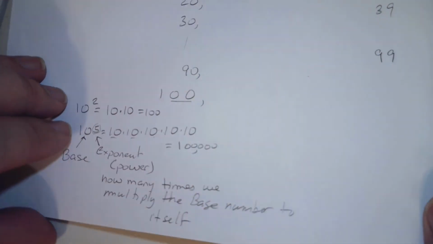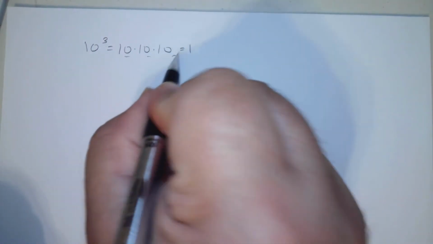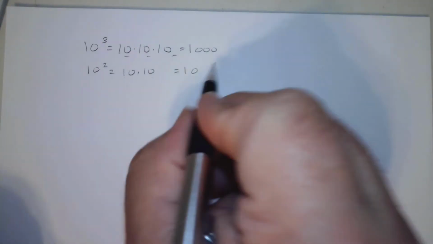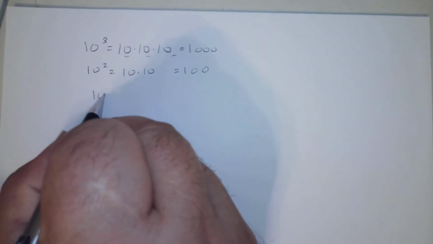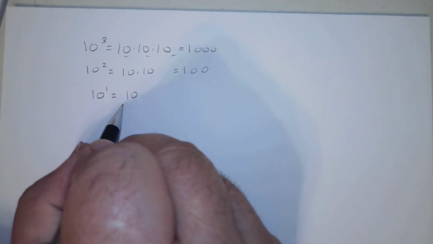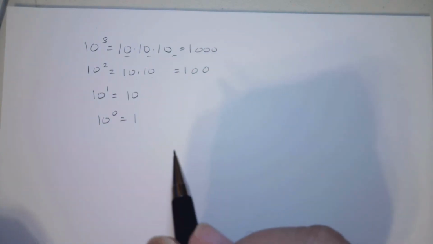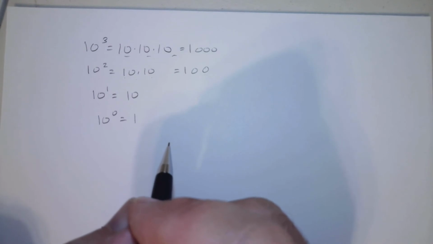All right. So now let's see how that relates to what we've been doing all our lives. Another thing: we know 10 to the third is 10 times 10 times 10, or 1 with 3 zeros behind it. 10 to the second is 10 times 10, or 1 with 2 zeros behind it. 10 to the first means there's only one 10, so 1 with 1 zero behind it. 10 to the 0 is 1, with no zeros behind it. So this is how the numbers grow.